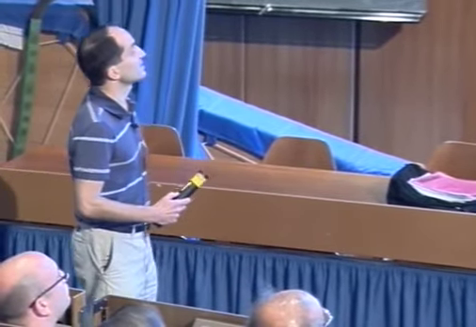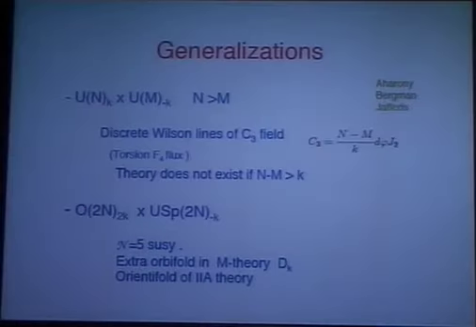Now there are various generalizations you can make for this story. One simple one is to change the ranks of these two gauge groups. In the M-theory description, that corresponds to discrete Wilson lines of the C field, or torsion F4 flux. So it's like taking the same singularity and adding some torsion F4 flux, or what is the same thing, adding these discrete Wilson lines for the C field.